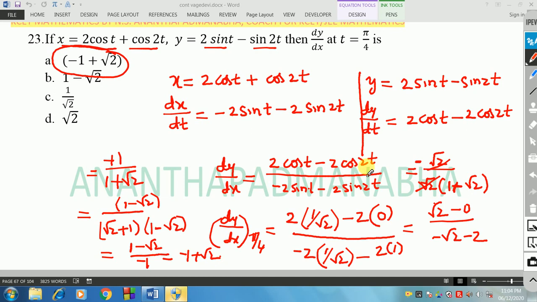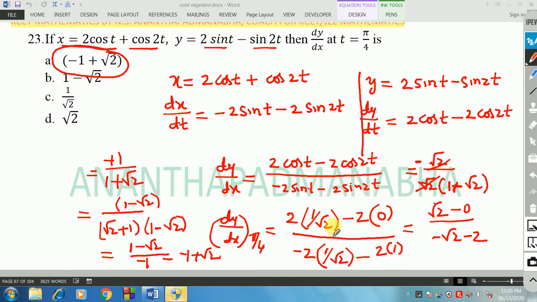2 cos t minus 2 cos 2t by minus 2 sin t minus 2 sin 2t is obtained when we find dy by dx. We are putting t is equal to pi by 4. When t is pi by 4, cos pi by 4 is 1 by root 2, and cos of 2 pi by 4, means cos pi by 2, which is 0. In the denominator I have minus 2 into sin pi by 4, which is 1 by root 2, minus 2 sin of pi by 2, which is minus 2 into 1.